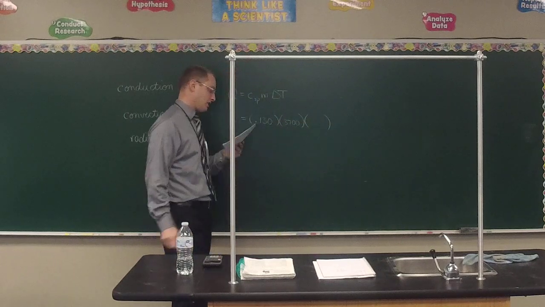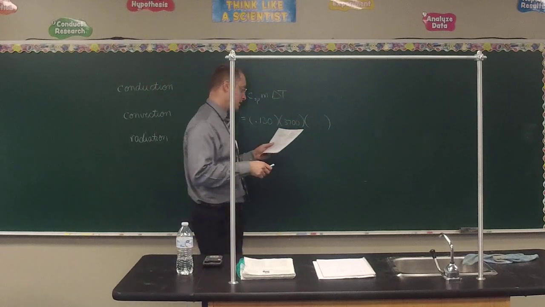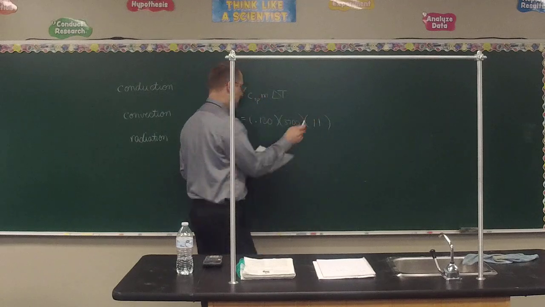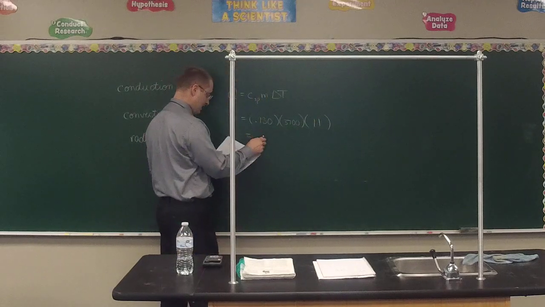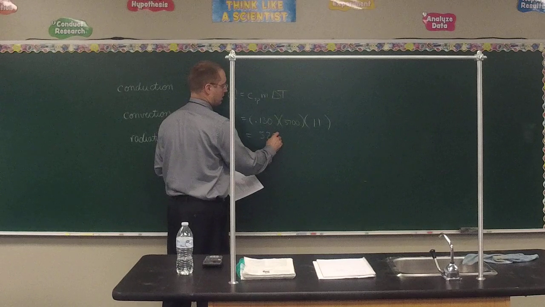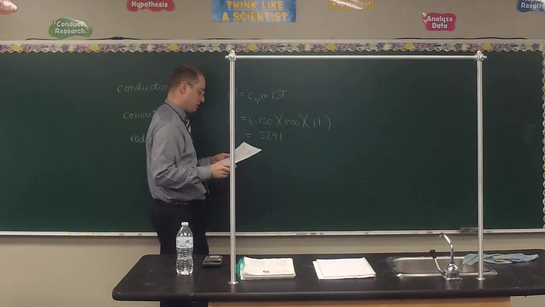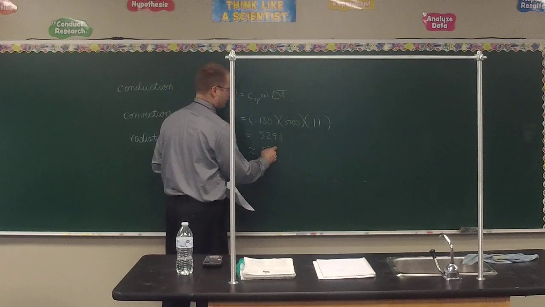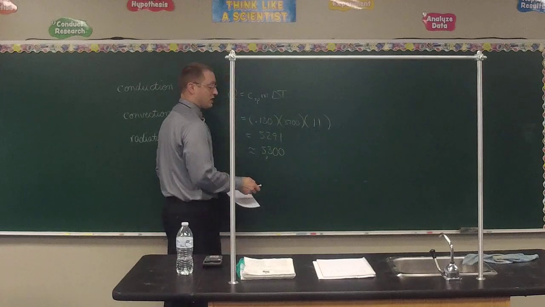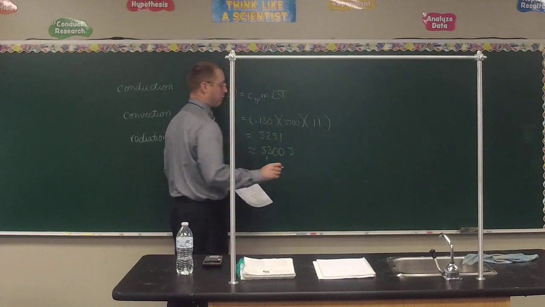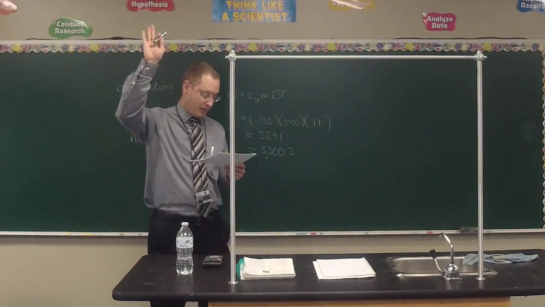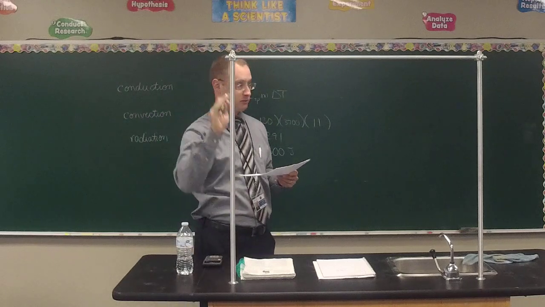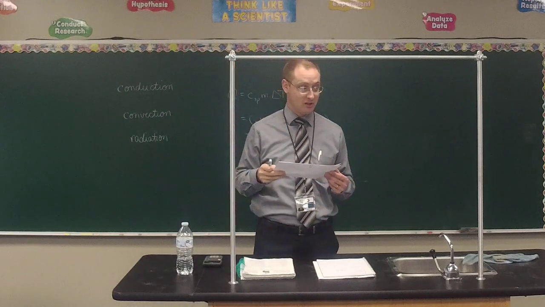And then the temperature change, class, is just 11 degrees. We multiply all that together, we get 5,290, which we're going to round off to, looks like two sig figs, 5,300. And heat measured in joules, there we go, good. Or 5.3 kilojoules. How many have one of those two answers for the first box? Questions, Michael?